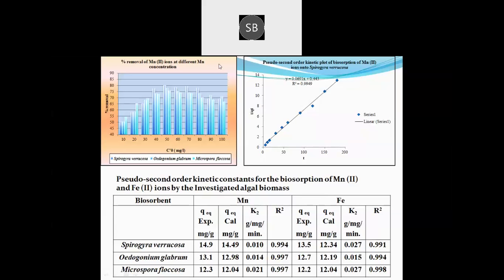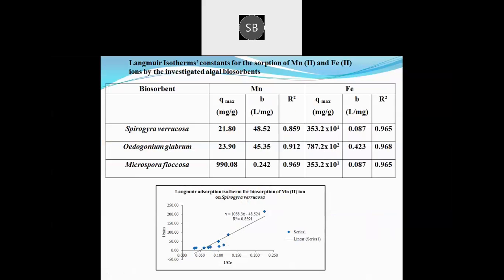This is the graph showing the pseudo second order kinetic plot, and the table shows R square. If you look at the R square value, that is above 0.9, it indicates that this reaction follows pseudo second order reaction.